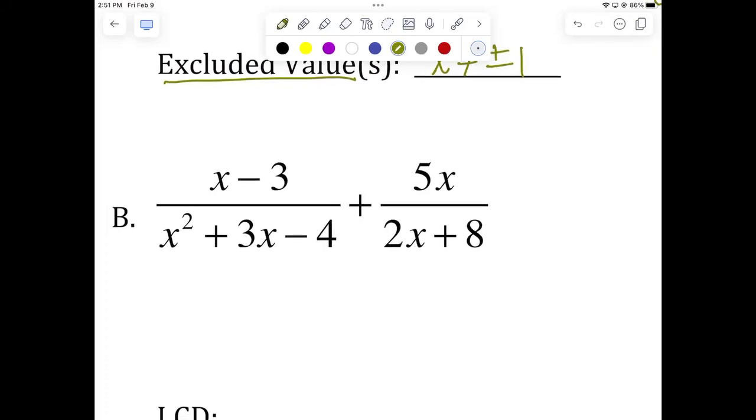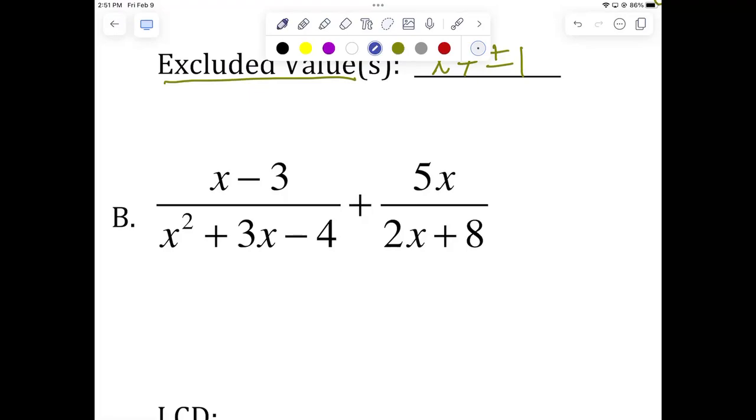Letter B. I've got a linear over a quadratic plus a linear over a linear. Two rational expressions. Do they currently have a common denominator? No, they don't. So guess what we need to do? We need to factor. All right, so let's factor.